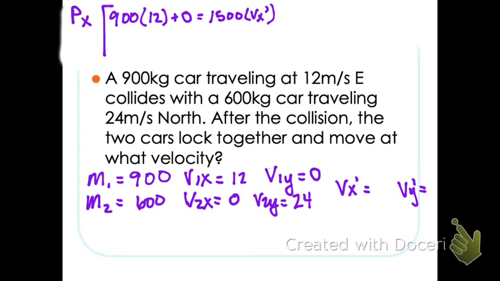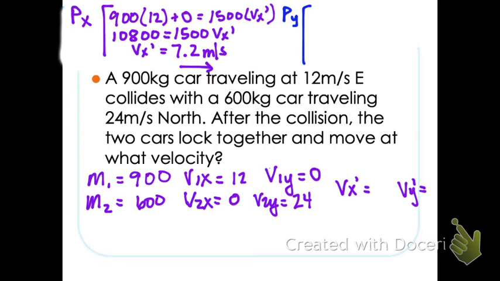So 900 times 12 is 10,800 equals 1500 Vx prime. So I'll divide that by 1500 and I get Vx prime equal to 7.2 meters per second. And since it came out positive, it's an x component that came out positive, so what direction is that going to be going? East, right? I like to give myself a little arrow so I kind of have a better idea. Okay, questions about that one?